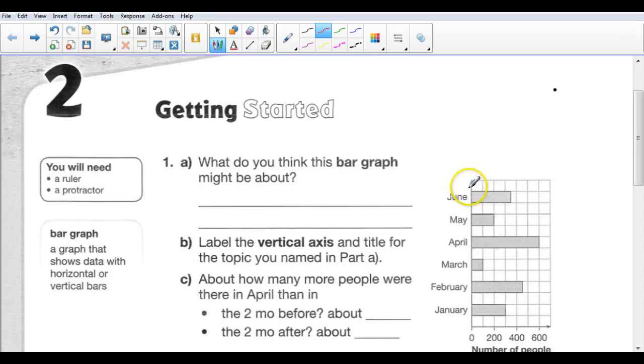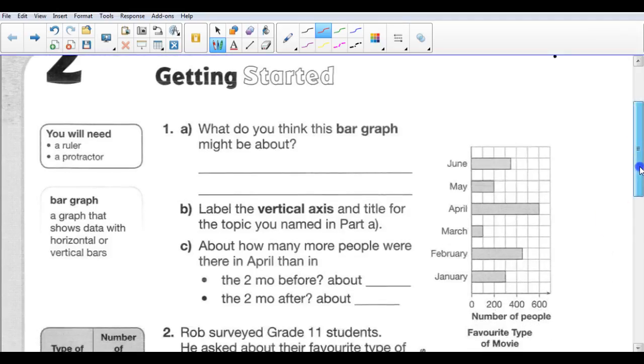You can see it's on a grid, okay, and there's a vertical column and there's a horizontal column or axes, and they're labeled, okay, with information. Obviously this left-hand column here, the vertical axis, is the months of the year, 1, 2, 3, 4, 5, 6 to be exact, and the bottom is number of people. We don't really know what it deals with, but we've got a little bit of information.